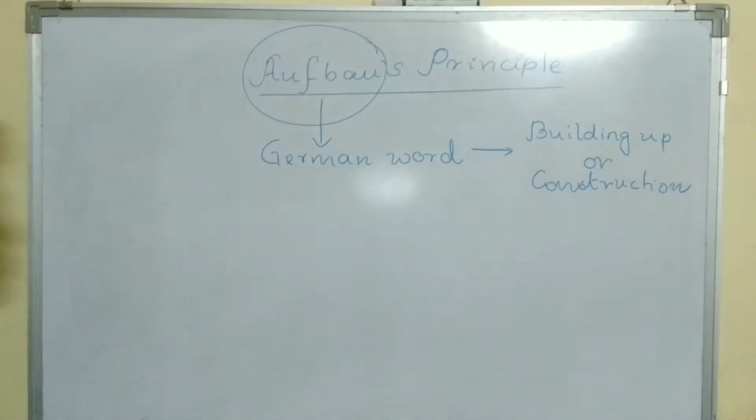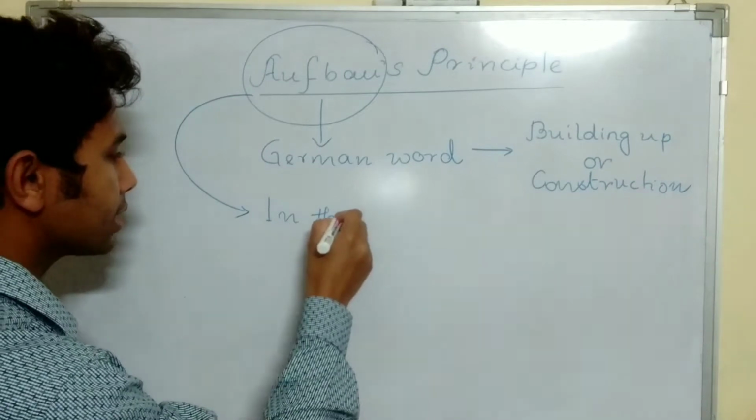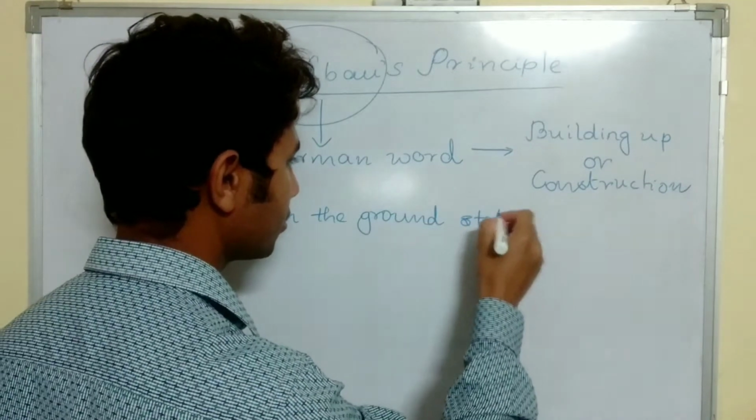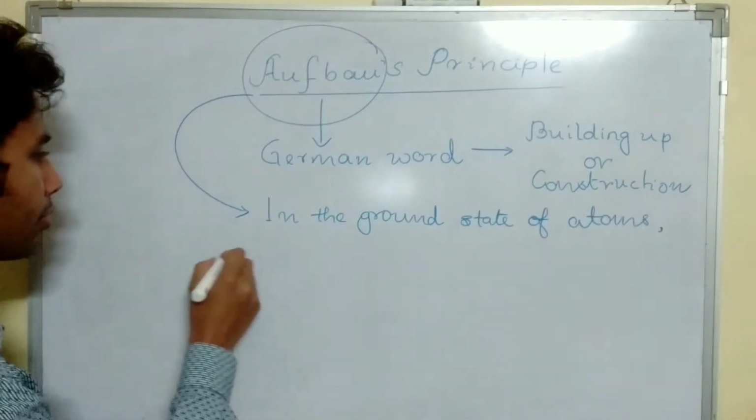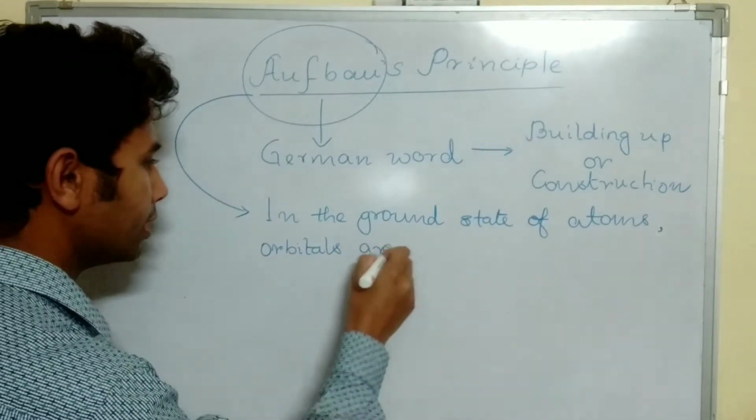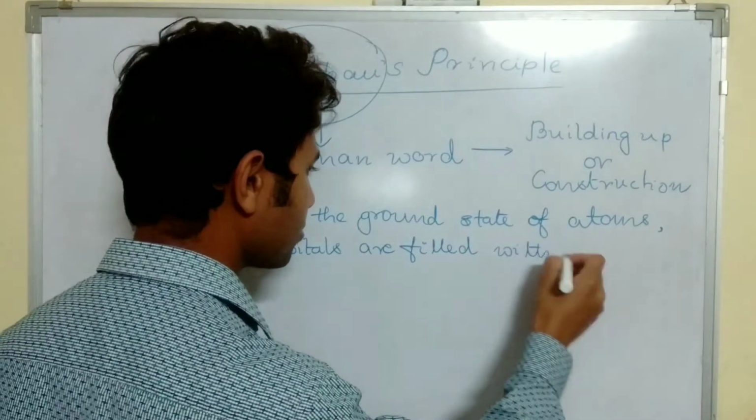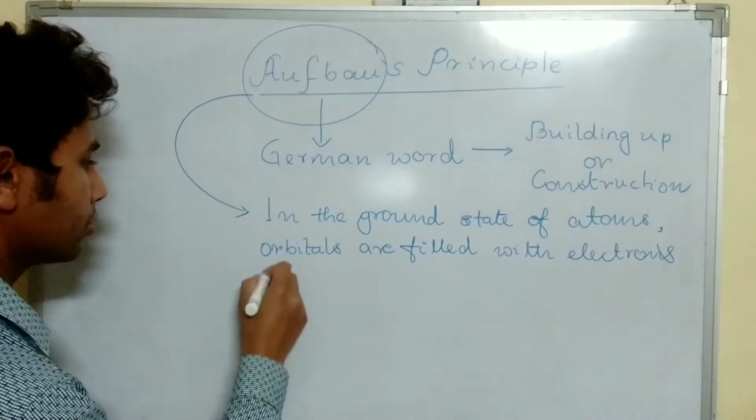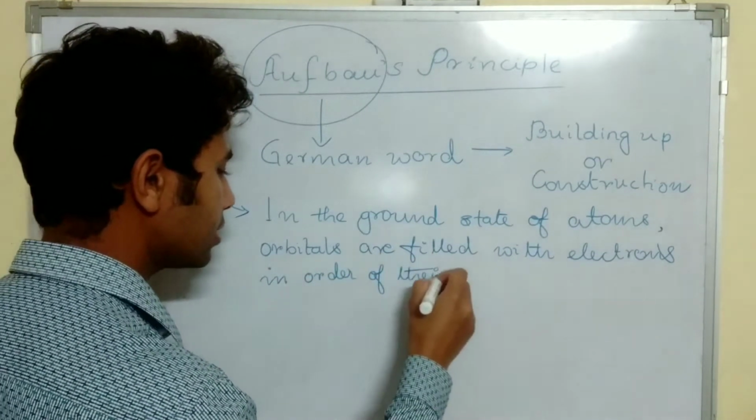So this principle states that in the ground state of atoms, orbitals are filled with electrons in order of their increasing energies.